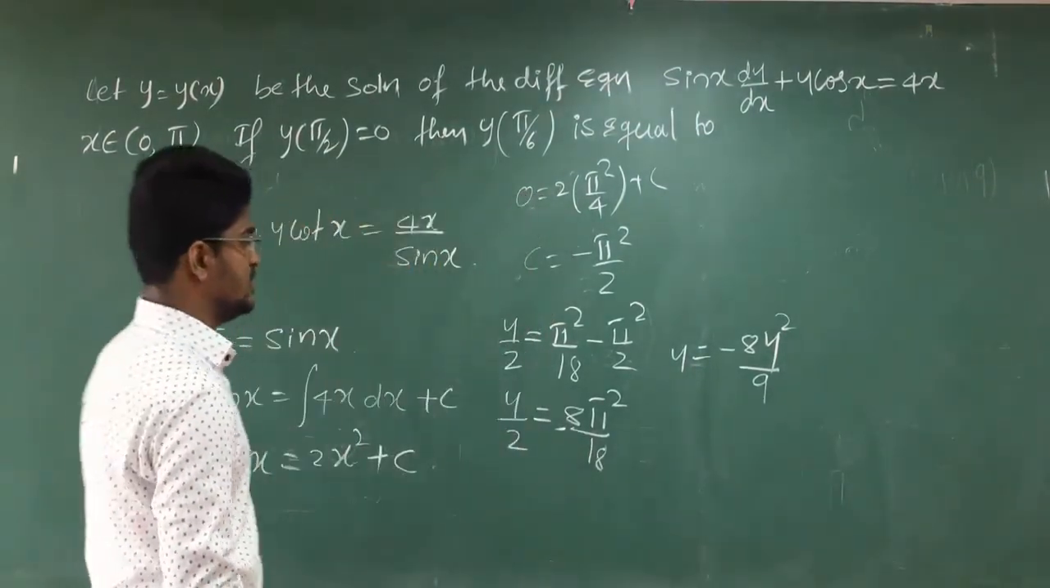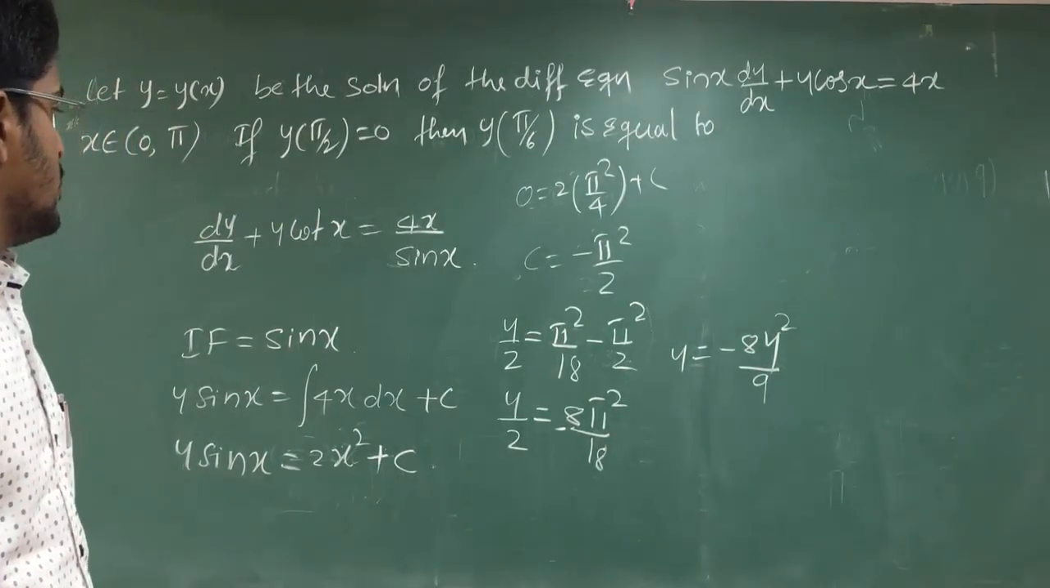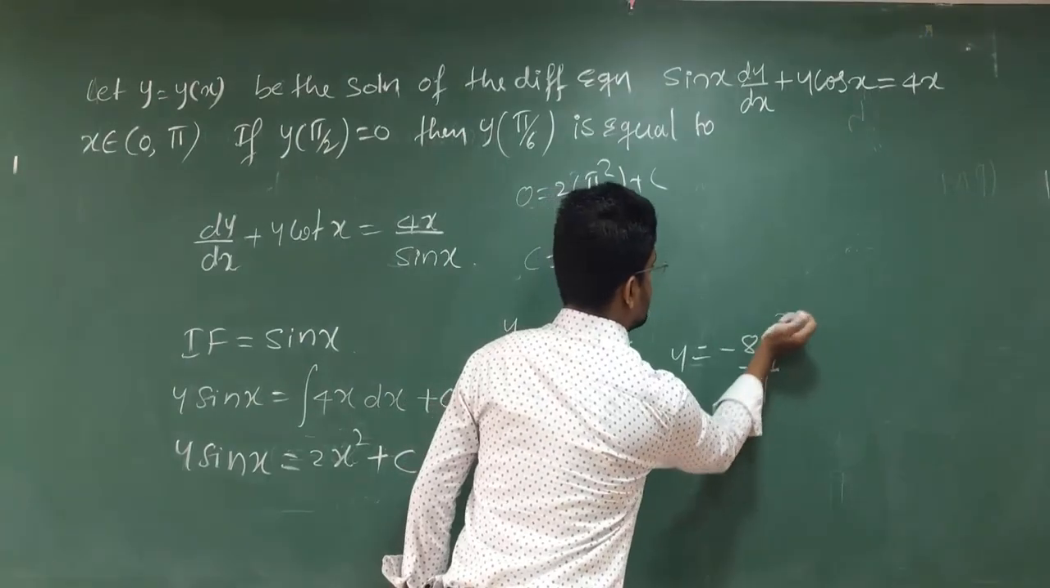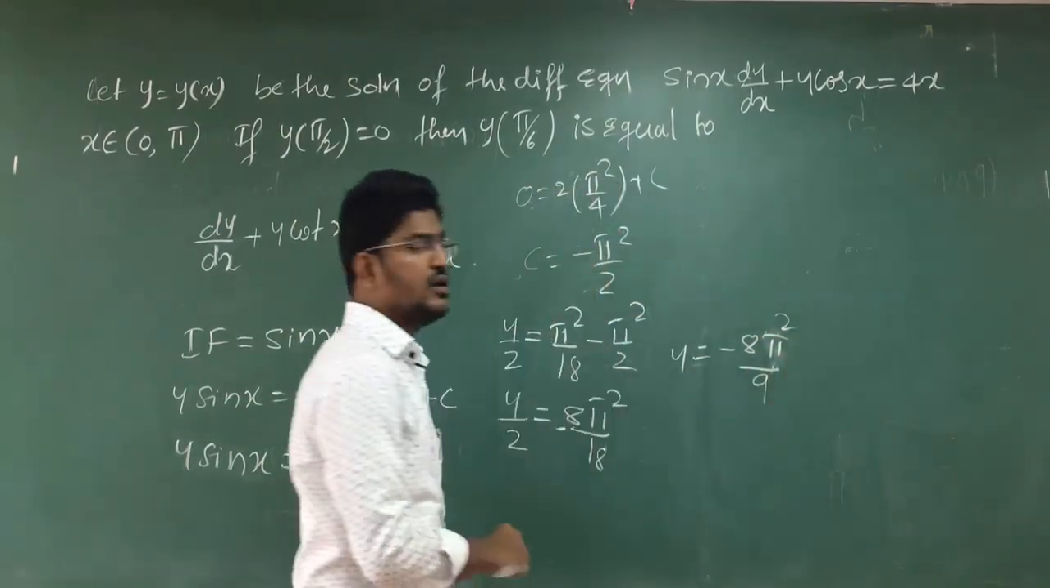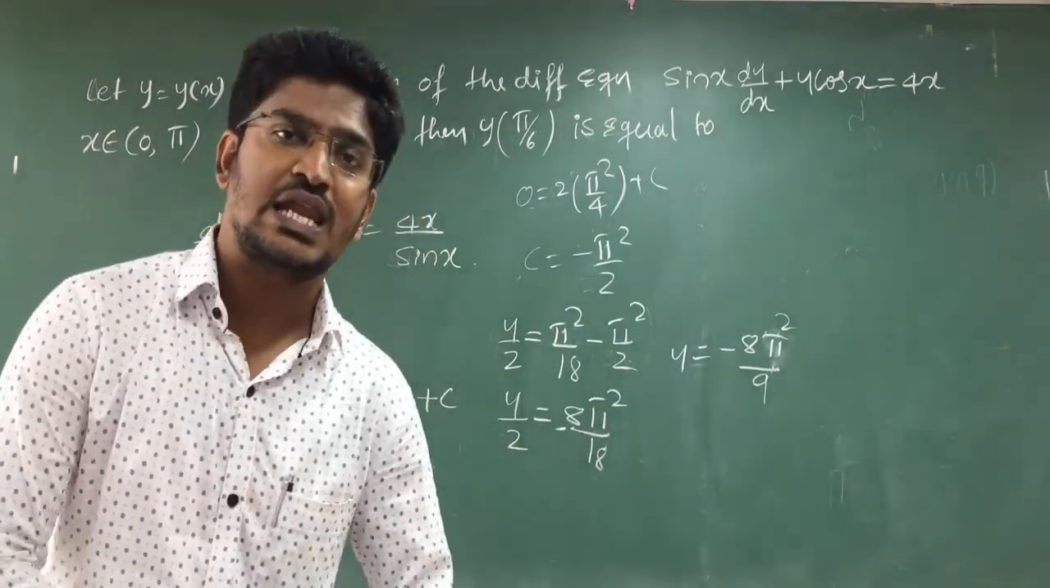Okay students? Clear? Sorry, it is not y square, this is pi square. Minus 8 pi square, not y square. Y equal to minus 8 pi square by 9. Okay.